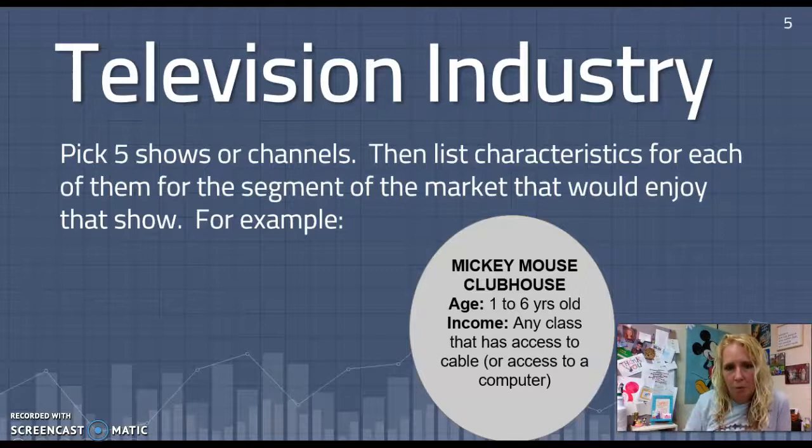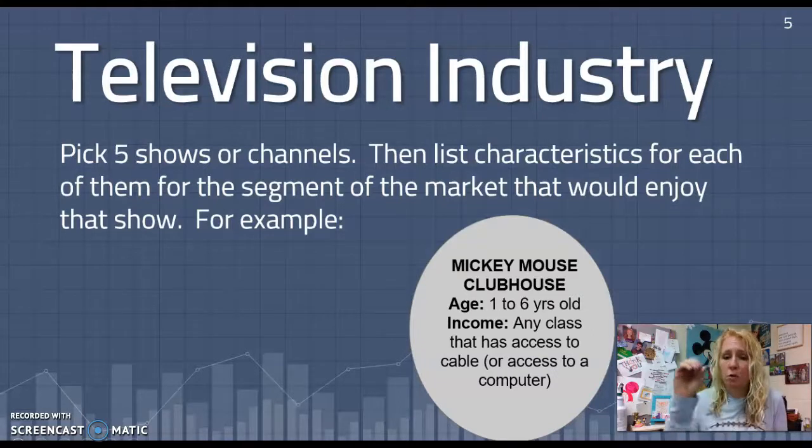Okay? So my example, Mickey Mouse Clubhouse. It's on Disney Junior or Disney in the early morning. It's for ages 1 to 6, newborns included if mom needs to put them down. And the income level is really any class that has access to cable or access to a computer because YouTube plays it, Disney Plus, it's on any of those. Okay, so those are just a couple key demographics for who this program is meant for, right?